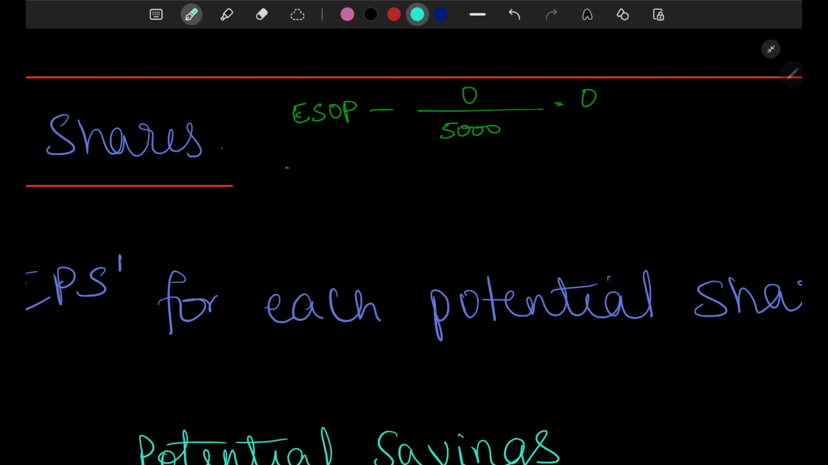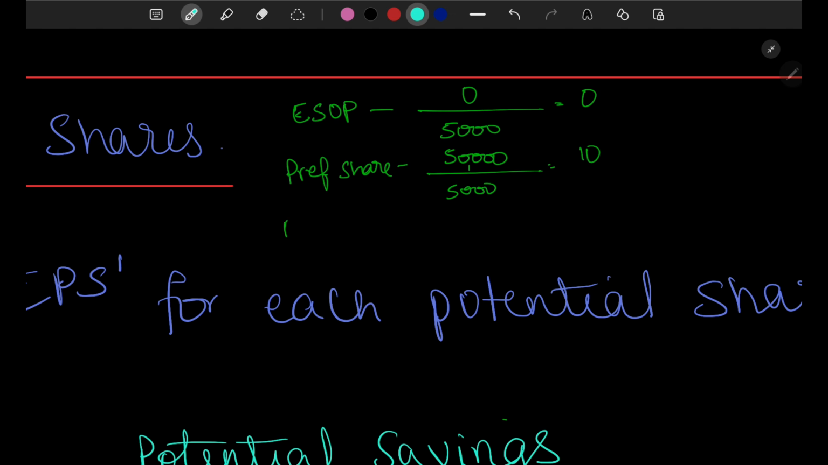And then we'll just assume there are cumulative preference shares. Let's just assume every year there will be almost 50,000 rupees in savings. So this 50,000 in savings divided by 5,000, what is this? This will come up to 10, right?